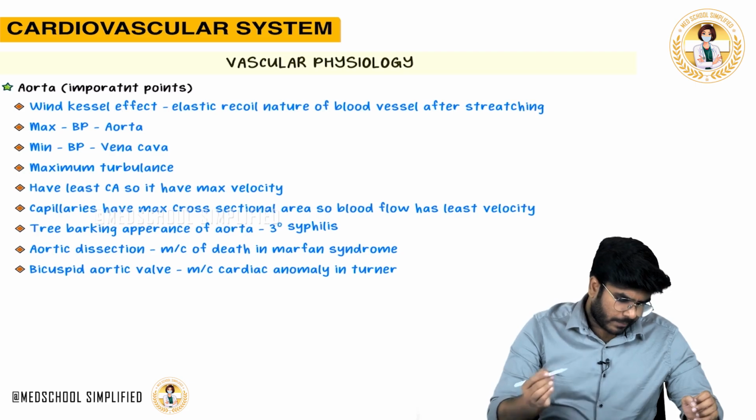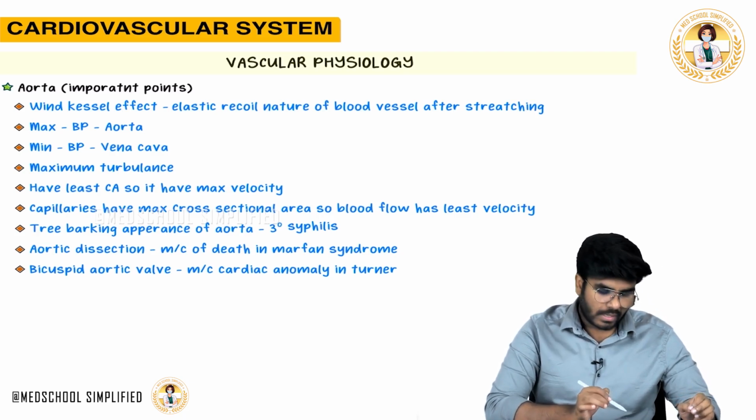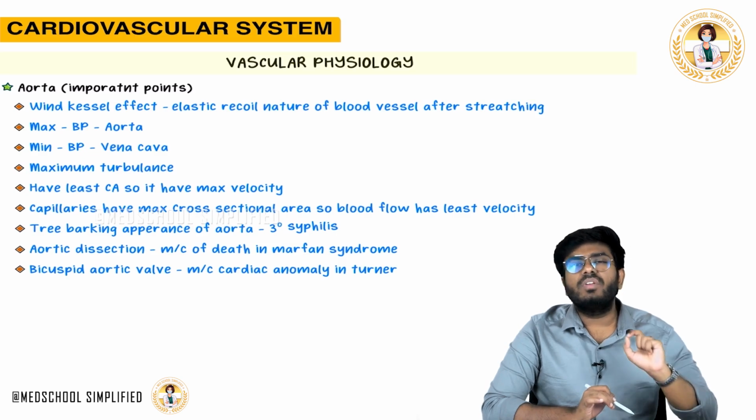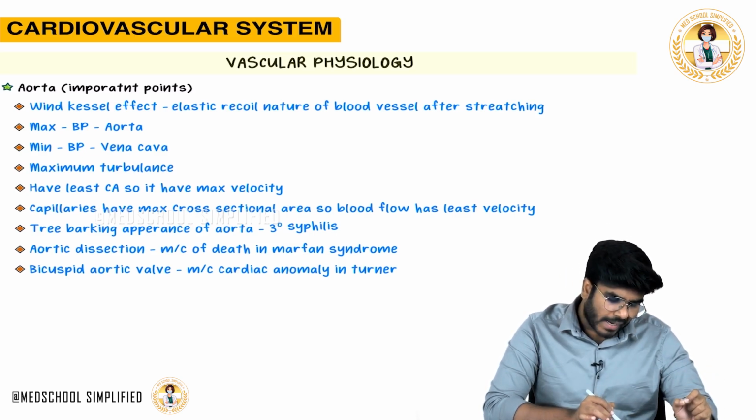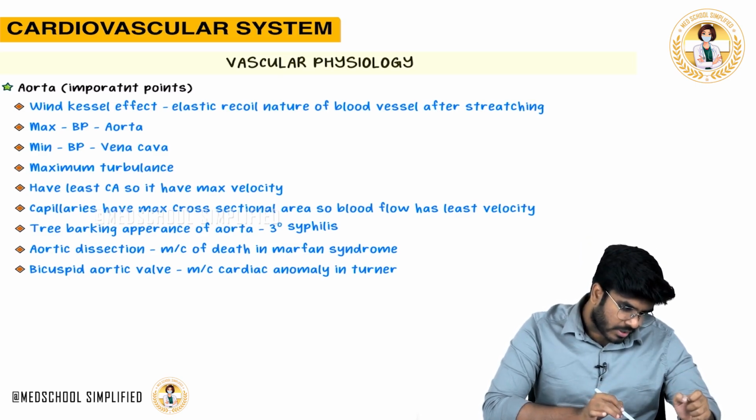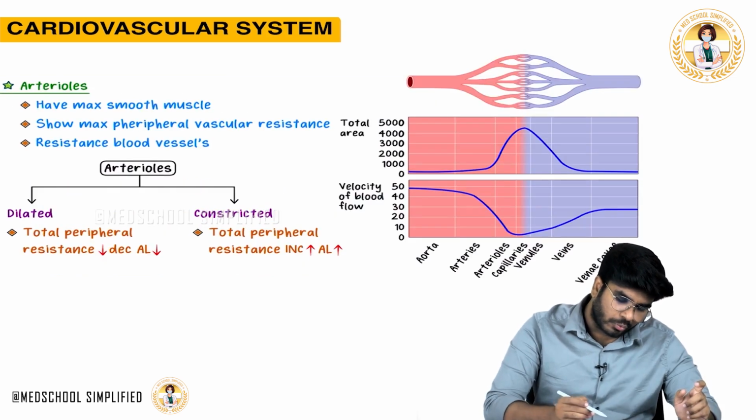Now after that, this aorta is having the least cross-sectional area, so it's having the maximum velocity. We have already discussed that the maximum turbulence is there, and in the aorta the blood is moving very, very fast. So maximum velocity is seen. If you ask me why there is maximum velocity, it's because it's having the least cross-sectional area. Later on, in the next slide, I will show you.